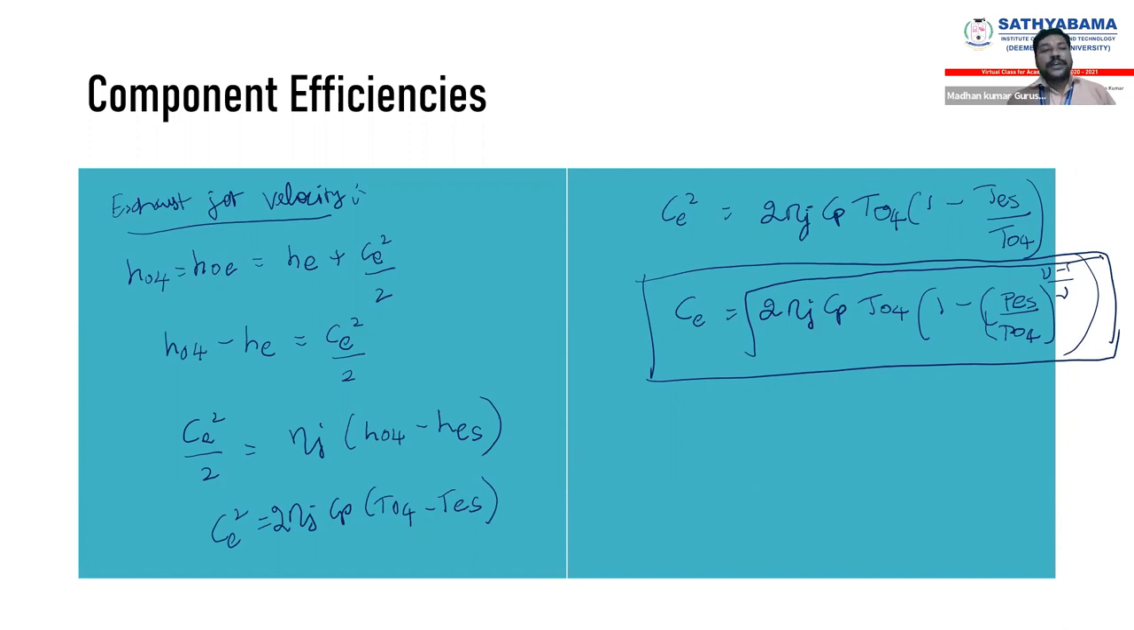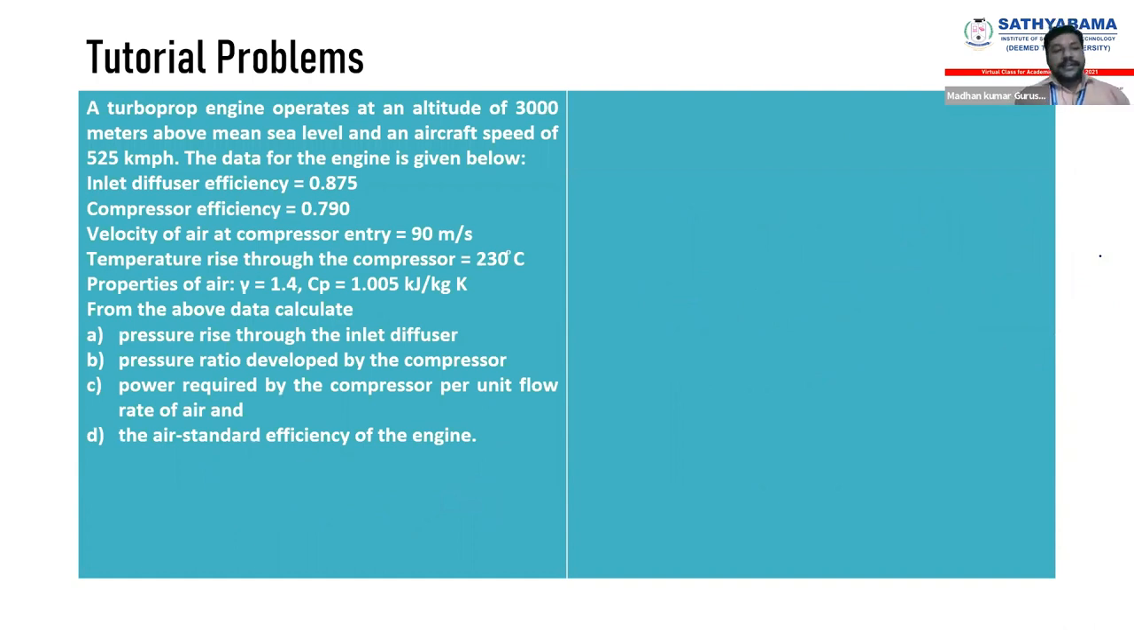And now we are going back to discussing this problem on compressor efficiency. So we have to use the compressor efficiency formula and the turbine efficiency formula, and then go for solving this problem. Okay, so with respect to various component efficiencies and the isentropic relations, we have to use them and find the calculations. Okay, so the question is, a turboprop engine operates at an altitude of 3000 meters above mean sea level. Okay, so this is going to be your geometric altitude. It is 3000 meters, and an aircraft speed of 525 km/h.